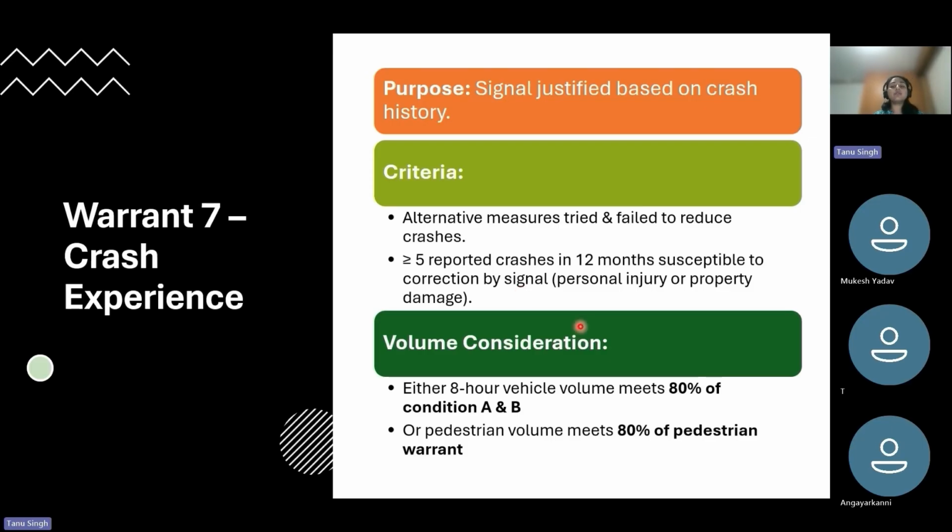Then coming to the volume consideration, if the 8-hour volume meets 80% of condition A and B, as mentioned in warrant 1, or the pedestrian volume meets 80% of the pedestrian warrant that was mentioned in the warrant related to pedestrian volume. So here the main goal of the signal is to reduce accidents. So this was warrant 7.